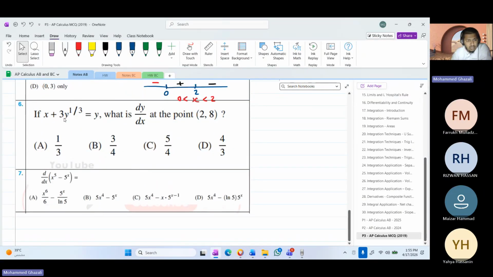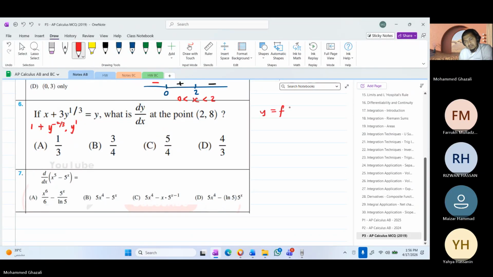Let's look at this. x plus 3y to the power 1/3 equals y. What is dy/dx at the point (2, 8)? So this is implicit differentiation. If you differentiate x, you get 1. If you differentiate 3y to the power 1/3, 3 times 1/3 is 1, so it becomes y to the power negative 2/3. I took away 1 from the power. If I differentiate y, I get y prime. Remember, y is a function of x. So you're doing a chain rule here.